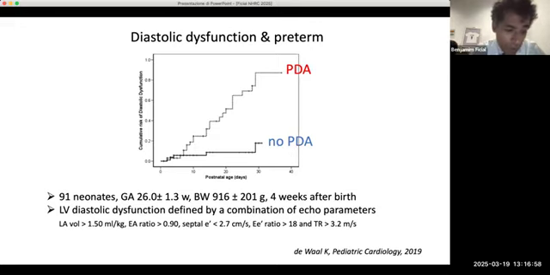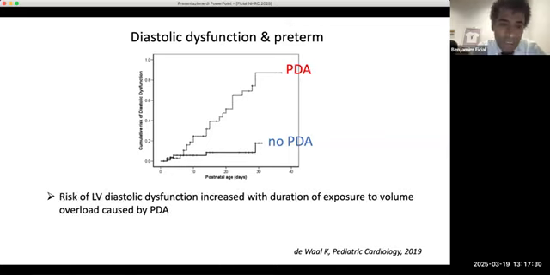The second study is by Koert Waal and is a true pioneer in the study of diastolic function in neonates, as Dany mentioned before. The authors analyzed the echocardiograms performed during the first month of life in 91 neonates below 30 weeks of gestational age. They defined diastolic dysfunction using a combination of echo parameters. And they found that the cumulative risk of LV diastolic dysfunction increased with the duration of exposure to the volume overload caused by the PDA.